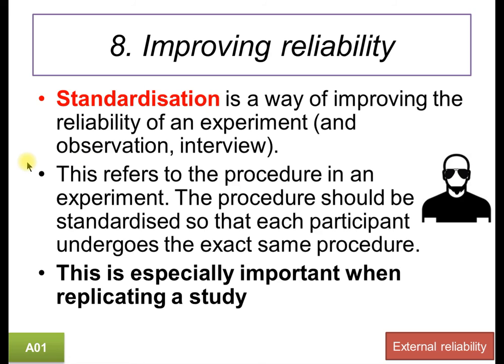So, improving the reliability. One of the ways we do this in experiments is through standardization. Ensure that all the procedures are followed in the same way. Instructions are given by the same person, ideally, in the same manner. The best way to give instructions for an experiment often is to write them down. Everyone gets the same material. You don't have to worry about the experimenter affecting the group. Keeping this the same when you're replicating the study is particularly important.